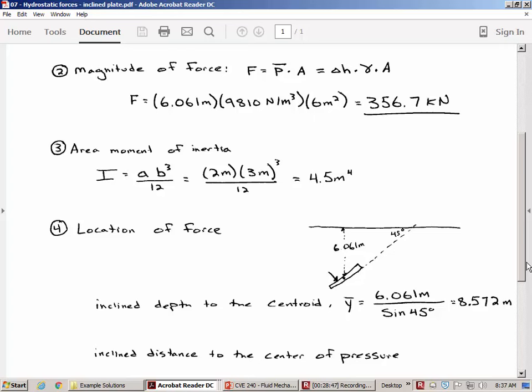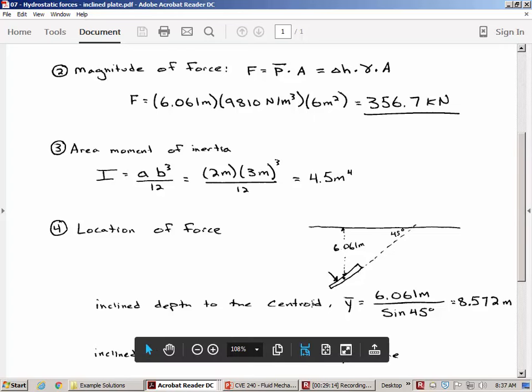Now, the inclined distance from the centroid to the water surface, that's what we call y bar. So if I want to know y bar, it's going to be 6.061, which is this edge of the triangle, divided by the sine of 45. And that will give me the distance along the inclined route to the water surface from the centroid. So 8.572 meters is the inclined distance to the centroid.